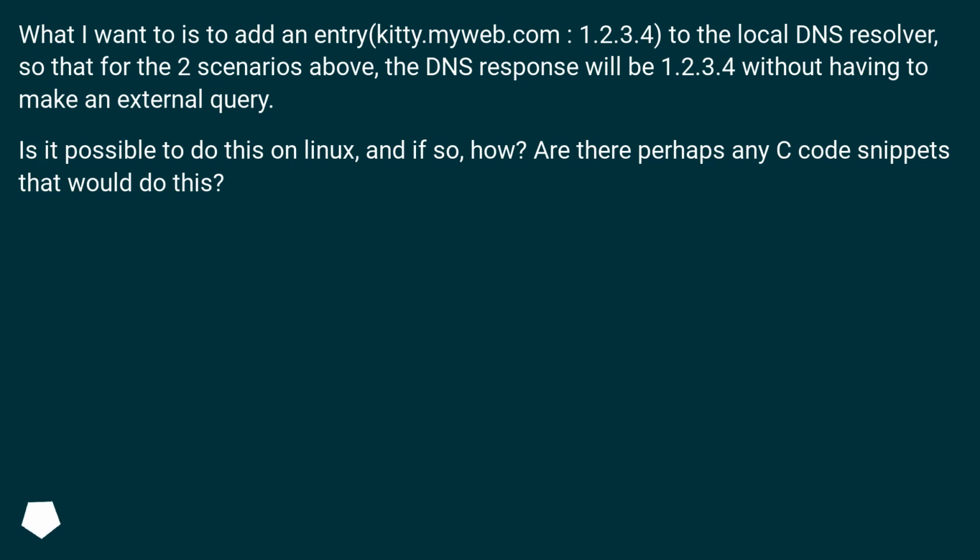What I want to do is add an entry, kitty.myweb.com 1.2.3.4, to the local DNS resolver, so that for the two scenarios above, the DNS response will be 1.2.3.4 without having to make an external query. Is it possible to do this on Linux, and if so, how? Are there perhaps any C code snippets that would do this?